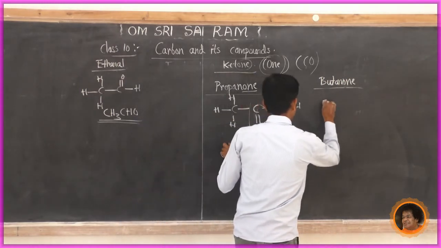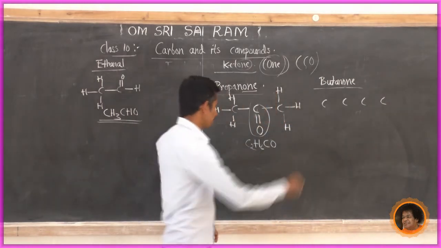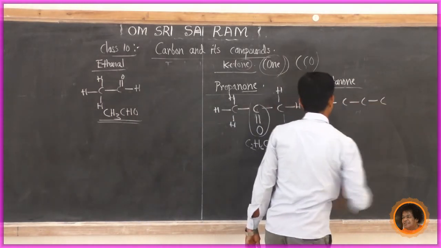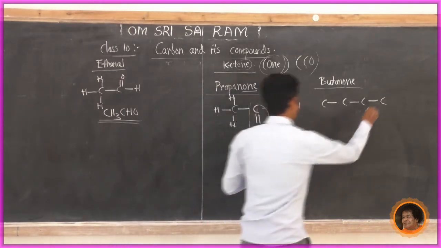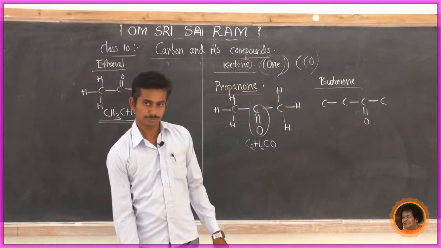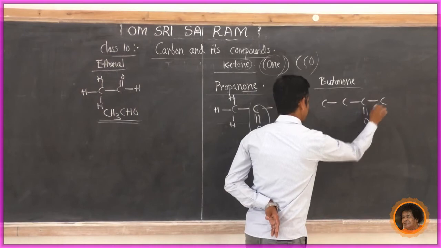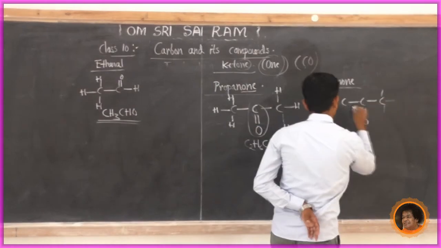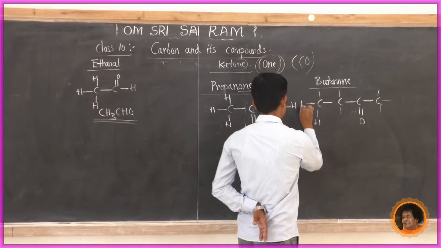But means 4 carbons, 1, 2, 3, 4, with single bonds between the carbons. After that, what is the functional group present in butanone? It is CO. Then for this carbon, 1, 2, 3, 4 is over. 1, 2, 3, 1, 2, 3, 4, 1, 2, 3, 4. This is hydrogen.